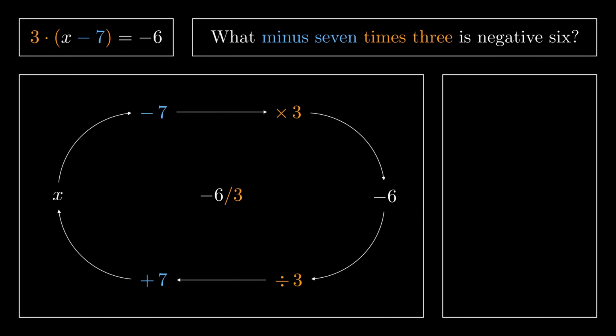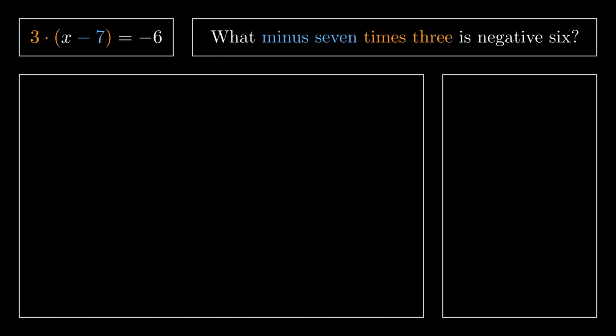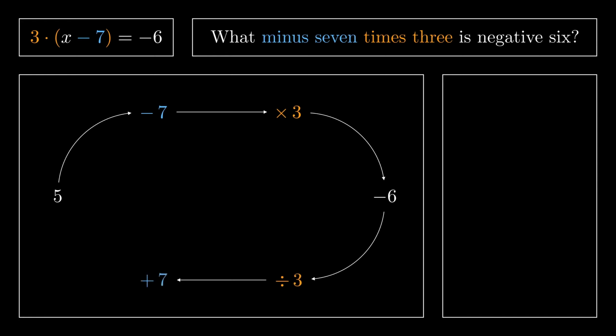-6 divided by 3, what is that? That is -2 plus 7. What is -2 plus 7? That is the same thing as 7 minus 2. And that right there is going to be 5. The answer is 5. Let's check it. So 5 minus 7 is -2 times 3 is -6. -6 divided by 3 is -2 plus 7 is 5. So that's the full circle there.